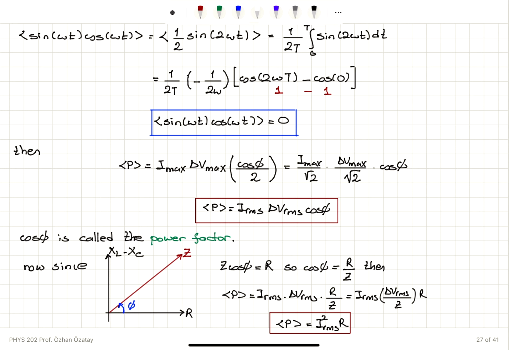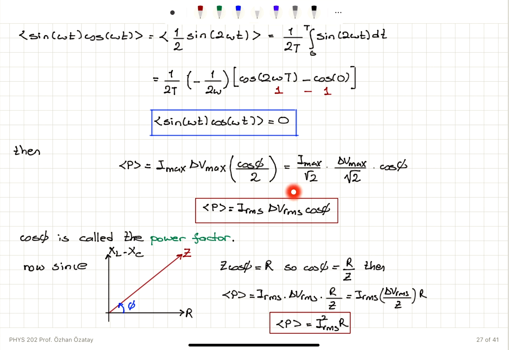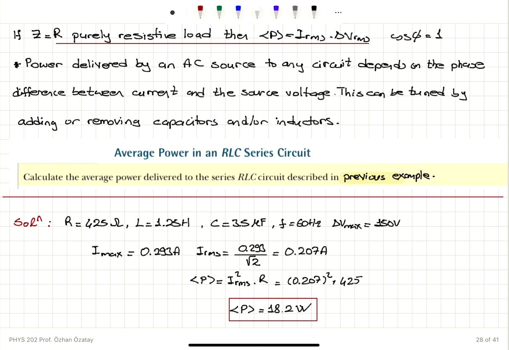So if you don't want to calculate the phase angle, you can just use this result to calculate the average power delivered by the load to this circuit. When Z is equal to R, it's purely resistive and cosine phi becomes 1. And we can change the power delivered to the circuit by playing with the capacitors and inductors in the circuit, which will affect the value of the phase angle. So that's the lesson we learned.